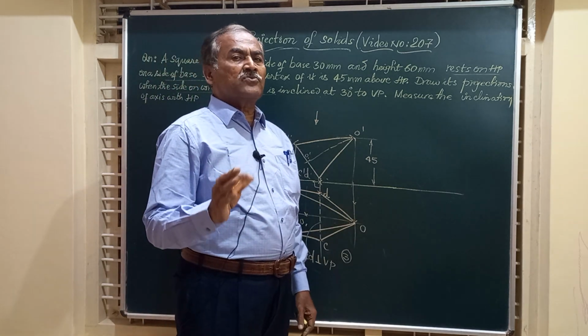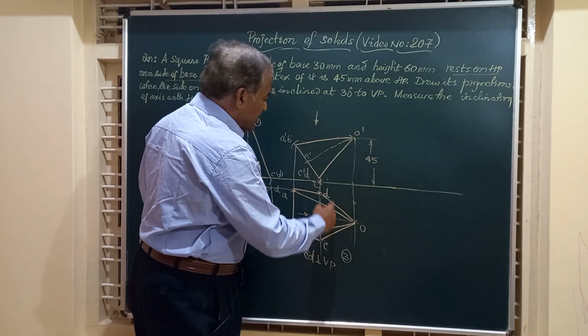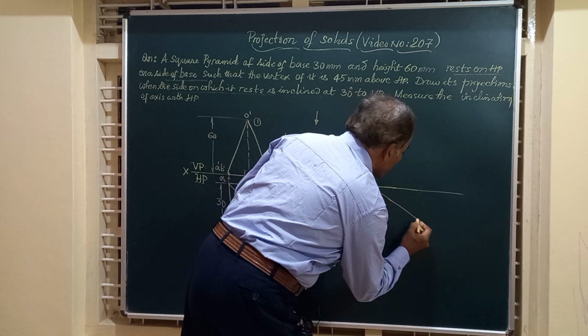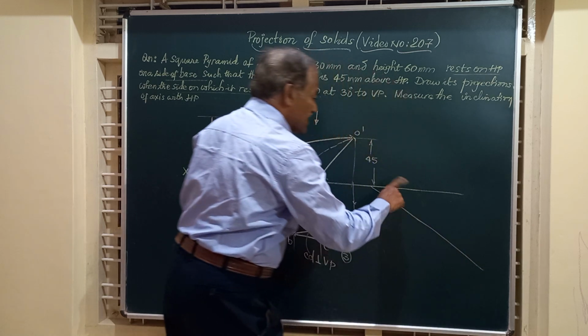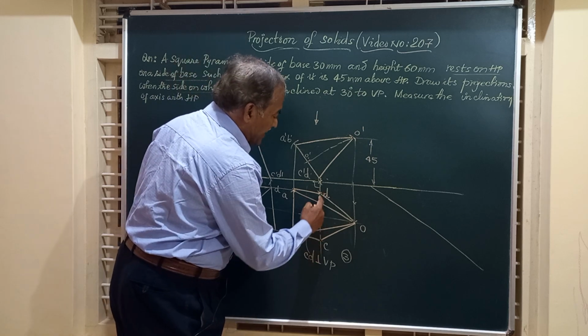And the inclination to VP can be seen only in the top view. Friends, we are going to redraw this figure here. So to start with, I'll just write a line here, inclined at an angle of 30 degrees to the horizontal, on which this CD should lie.